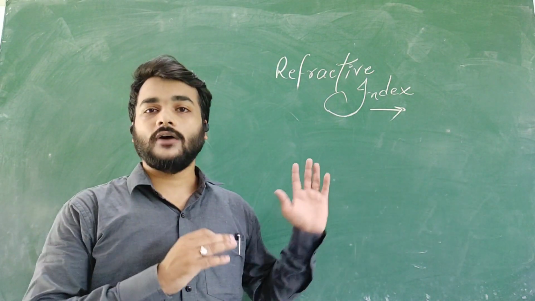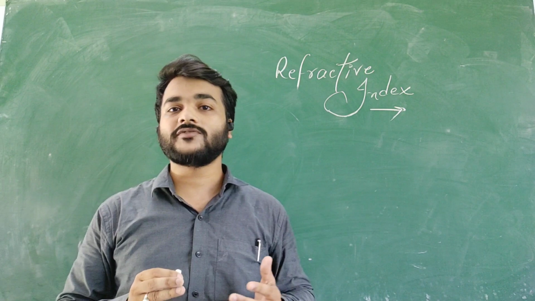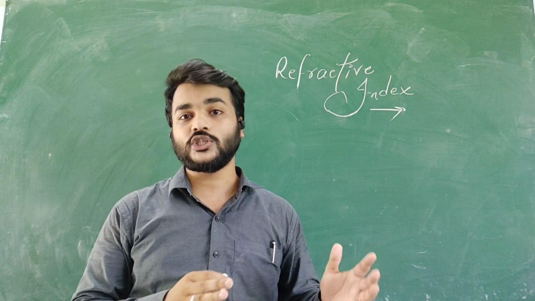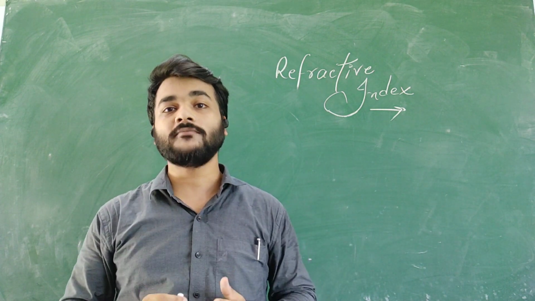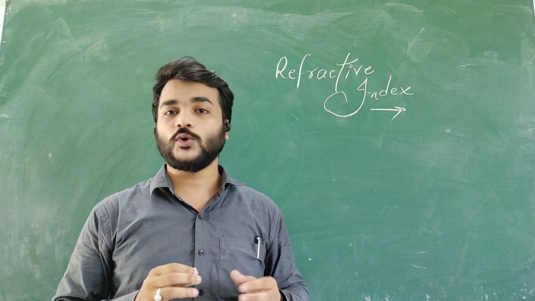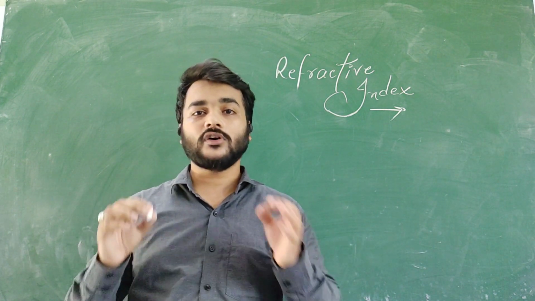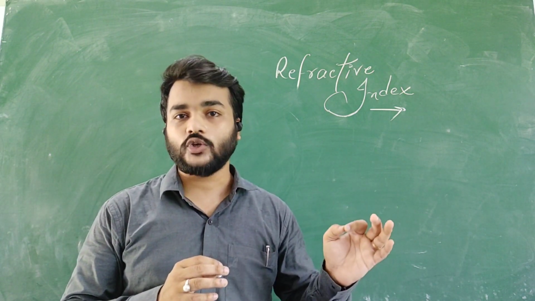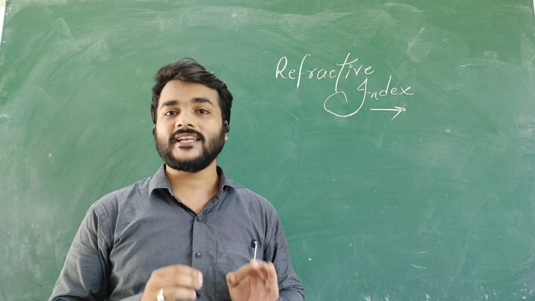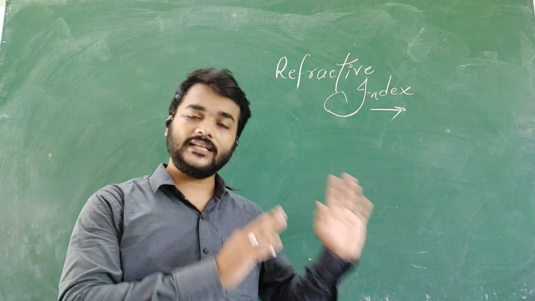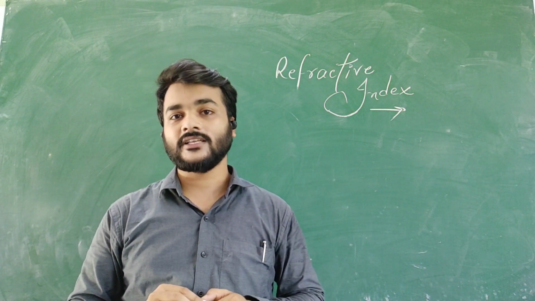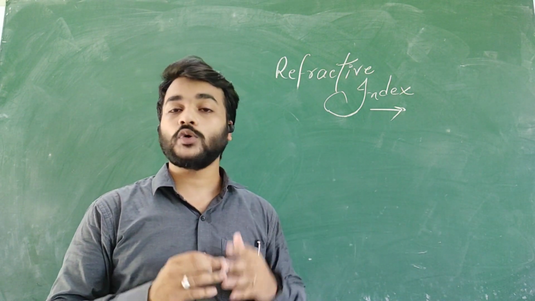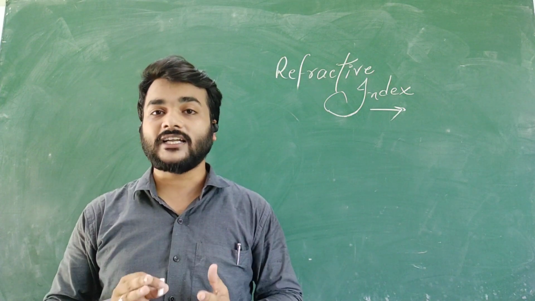We started from Snell's law, the formula which we got in terms of angles: the ratio of sine i to sine r is constant for a given pair of media, and that constant ratio is known as the refractive index. In terms of speed of light, this ratio of the speed of light in air or vacuum to the speed of light in a given medium is also constant, and that is known as the refractive index. And the ratio of the speed of light in medium 1 to the speed of light in medium 2 is also called the refractive index.